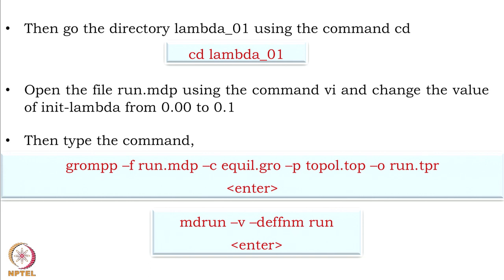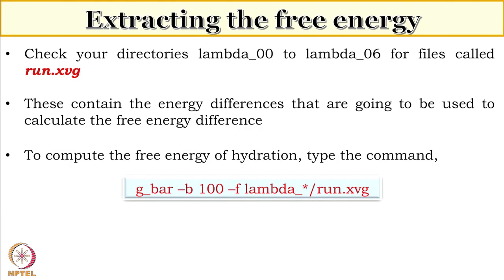So this is the procedure that you have to follow till lambda equal to 1. In each lambda directory, you have to change the init lambda value in the MDP file. Once you have all the xvg files in each of the lambda directories, this is the file that contains the energy differences, and this is the energy difference that we will use to calculate the free energy difference.